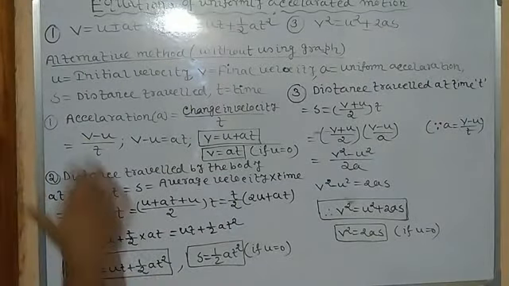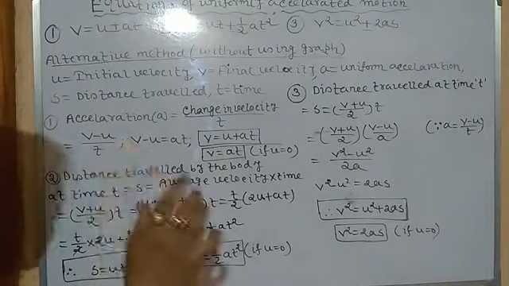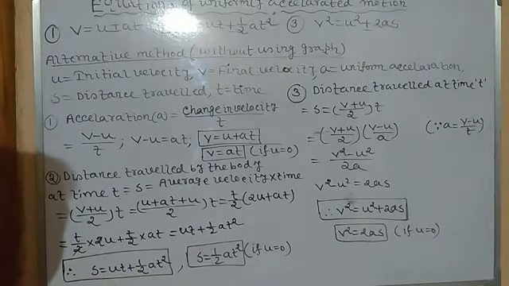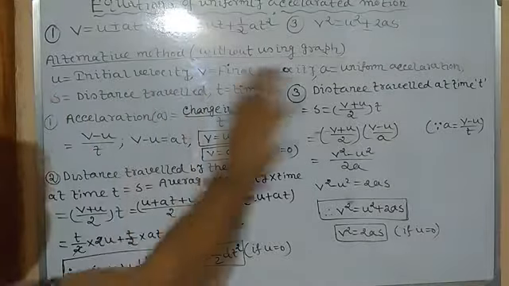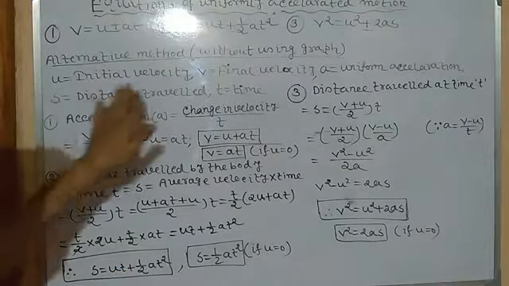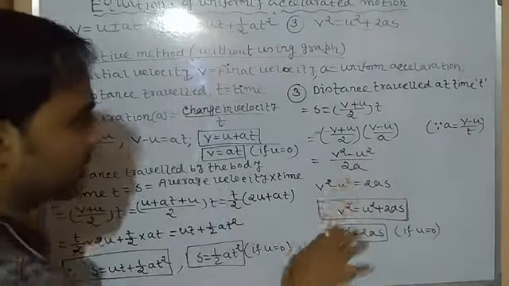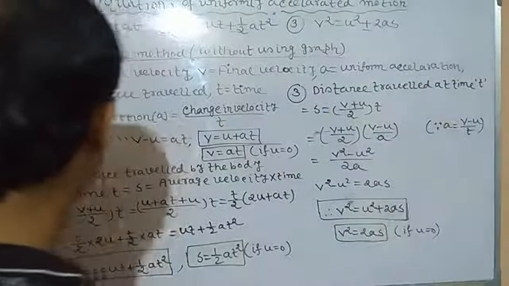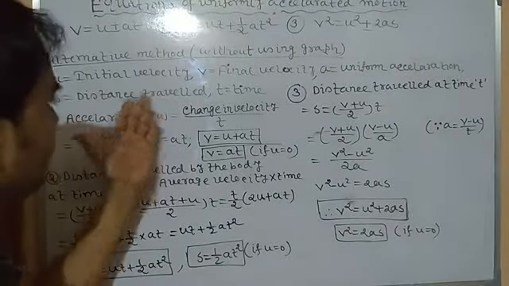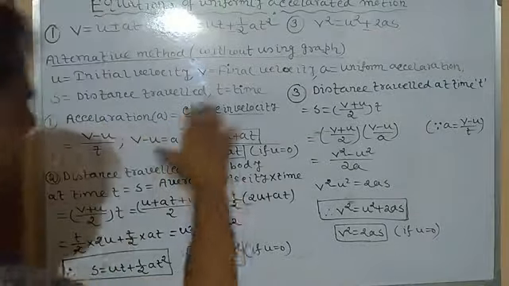In that case, you have to mention some preliminary information: u equals initial velocity, v equals final velocity, a equals uniform acceleration, s is equal to the distance traveled at time t, and t is equal to time.